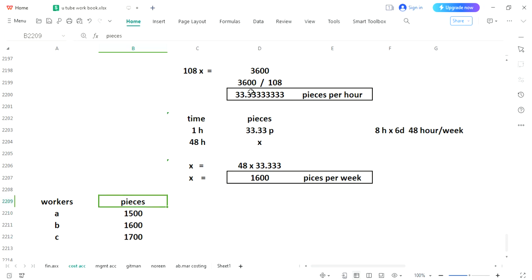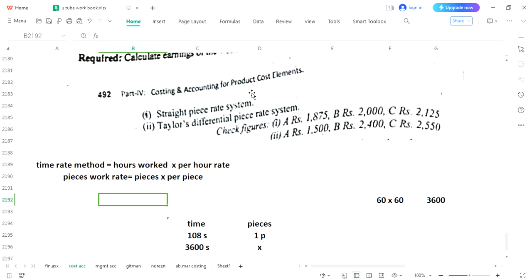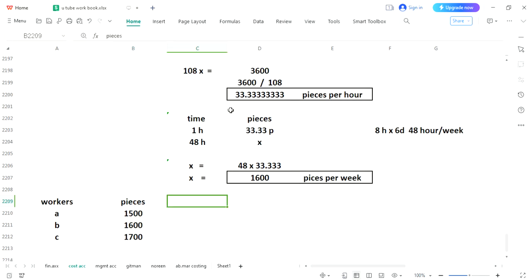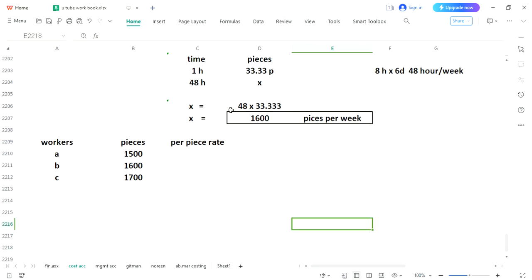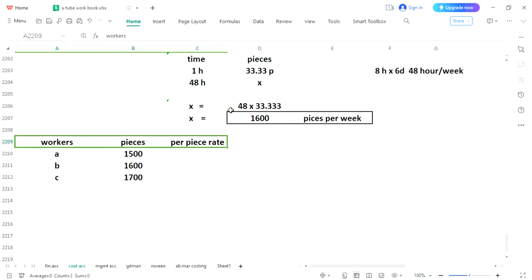Okay, since we are following the piece rate system, look here, piece rate system. We will see the per piece rate only, which we have already calculated. Look here, 33.33 pieces per hour we are making. Did we calculate the piece rate? Okay, no, we haven't calculated the piece rate. So we will calculate the per piece rate. For that we will extend our standard as well.